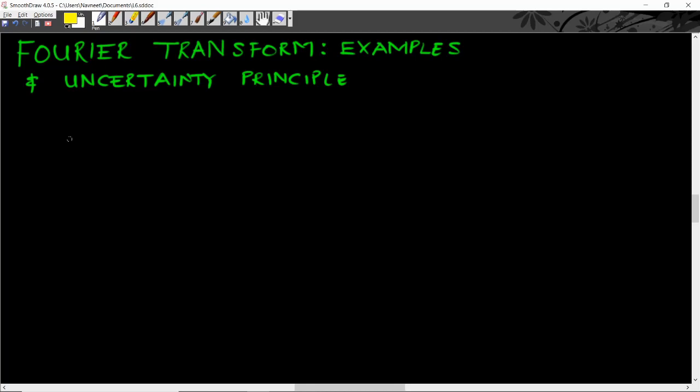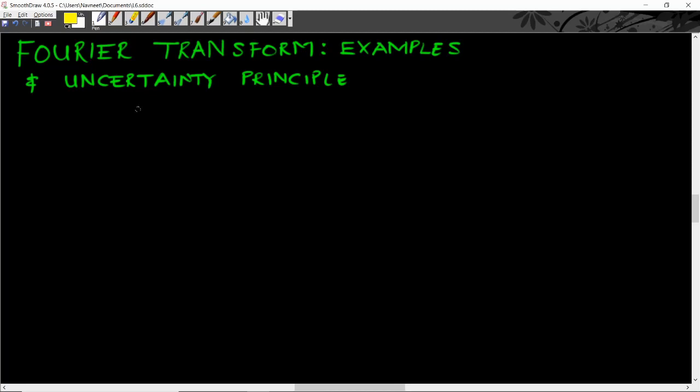In this lecture, we look at a few examples of calculating the Fourier transform for some important signals that we see in experimental science. And based on these examples, we look at the uncertainty principle.